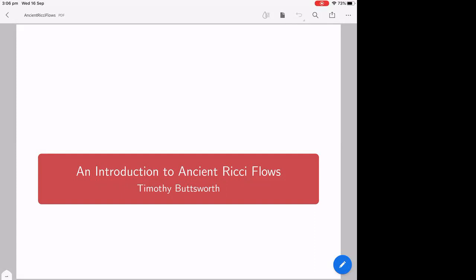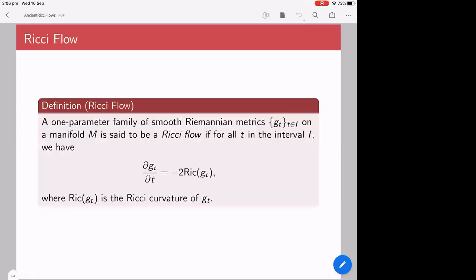So to make a start, Ricci flow. We've been talking about the heat equation and the mean curvature flow so far. The Ricci flow, of course, is defined analogously. If you've got a Riemannian manifold with a Riemannian metric, then a Ricci flow that starts from that metric is simply a one-parameter family of smooth Riemannian metrics on this same manifold, so that the time derivative of the Riemannian metric coincides with -2 times the Ricci curvature.